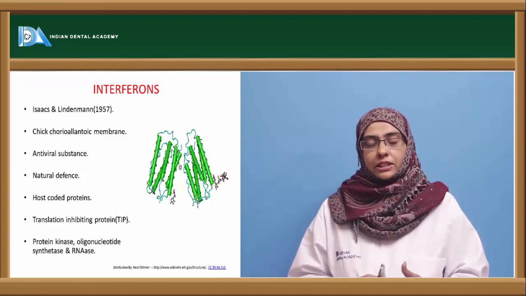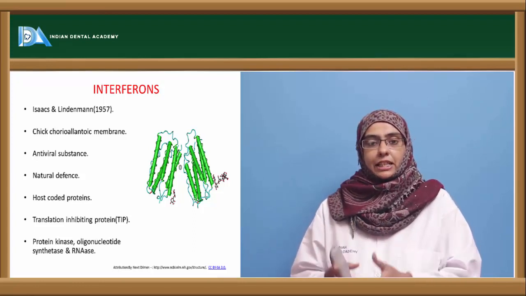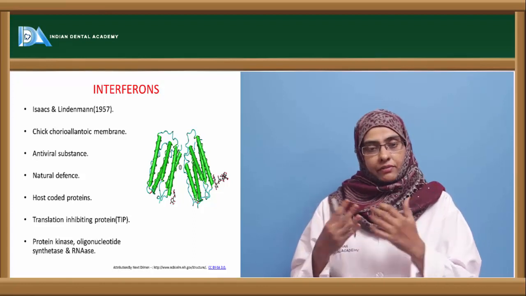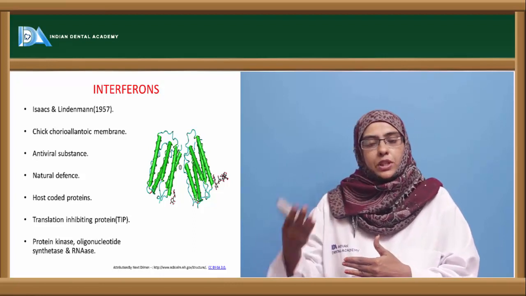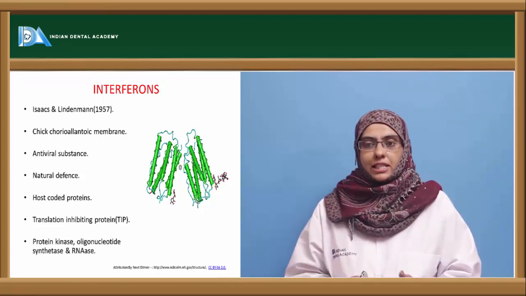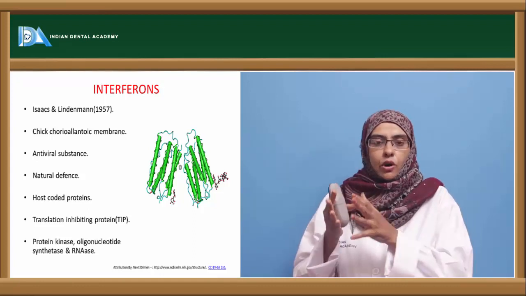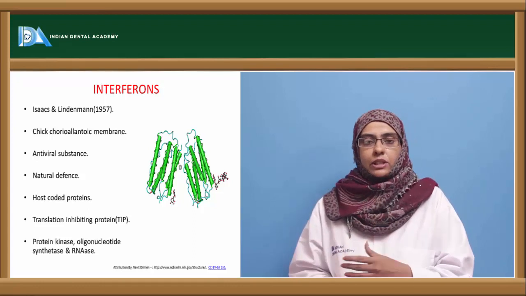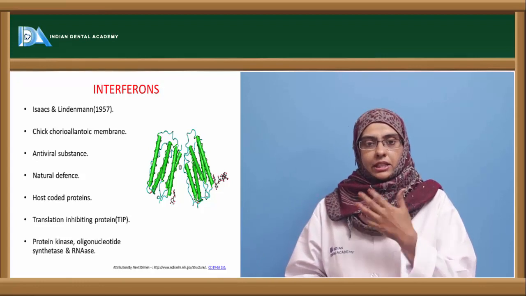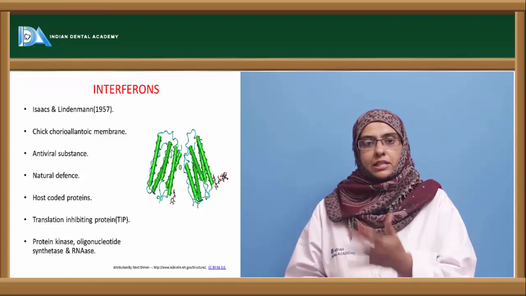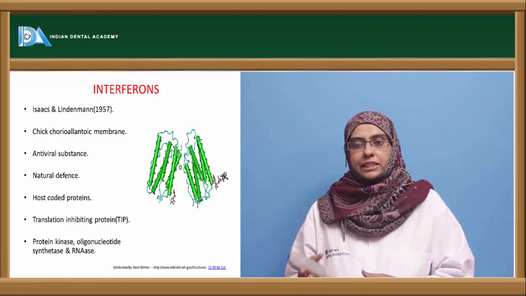Now the function of interferon is to produce translation inhibiting protein in the unaffected cells. So in response to the interferons, the healthy cell produces this particular protein, the translation inhibiting protein. The name itself indicates that it inhibits the translation of the viral mRNA. As we know, in order to synthesize proteins, the mRNA has to get translated. But when these TIPs are produced, they inhibit the translation of the mRNA of the virus, as a result of which no proteins are synthesized and the virus gets inactivated.